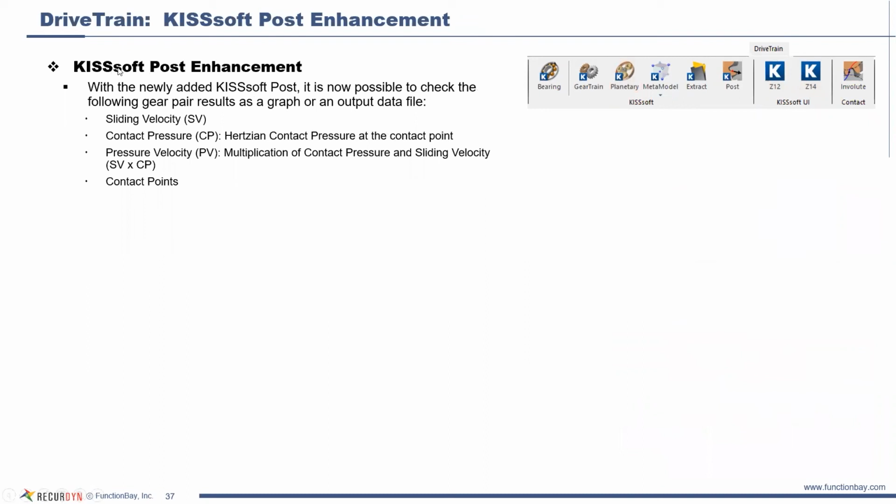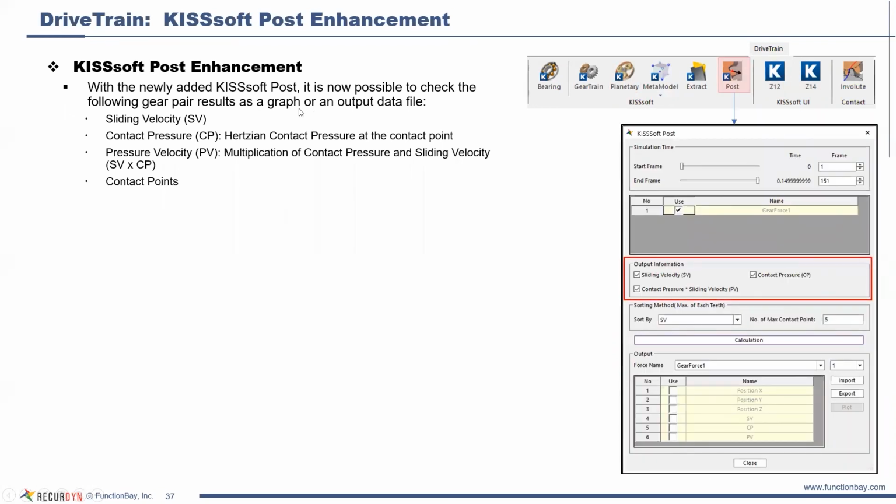And there are also enhancements to the KISSsoft post features. The enhancement here is that there's some new data that can be output. We can now output sliding velocity, contact pressure, which is the Hertzian contact pressure at the contact point, and pressure velocity, which is the multiplication of the contact pressure and the sliding velocity, and also output of the contact points.